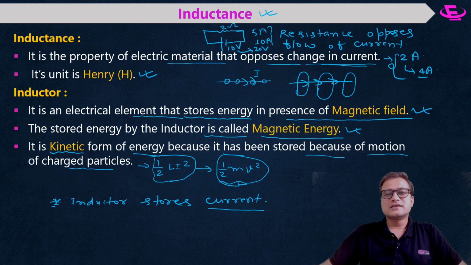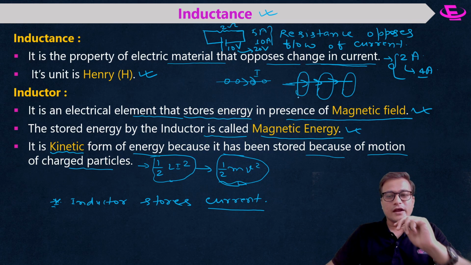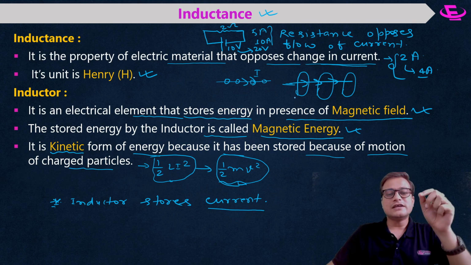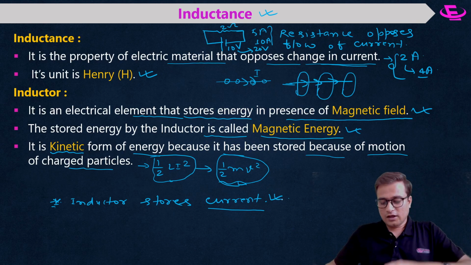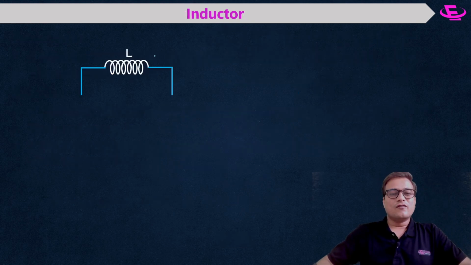Hence, if there is a magnetic field line, then there will be current. I hope it is clear to you. So if it is storing magnetic field energy, that means it will store current. Clear?